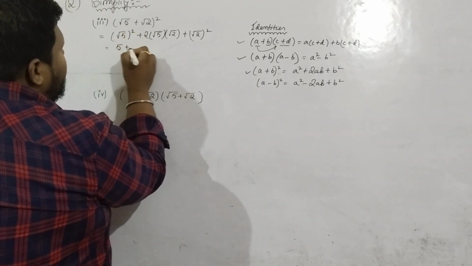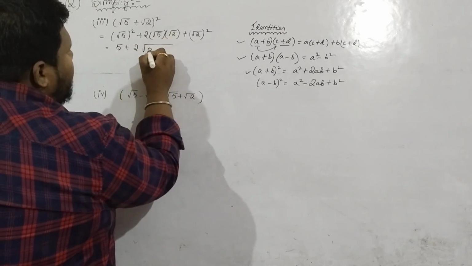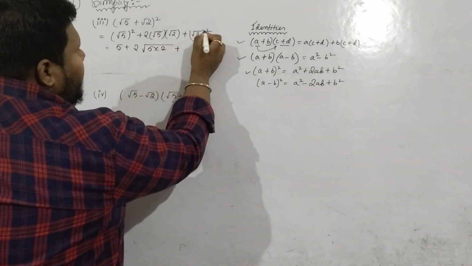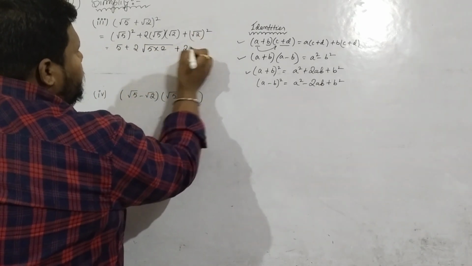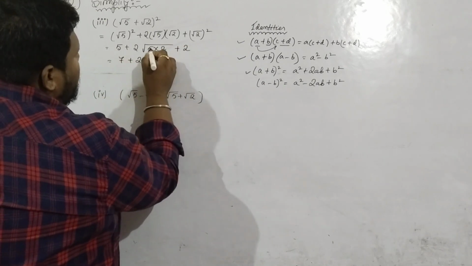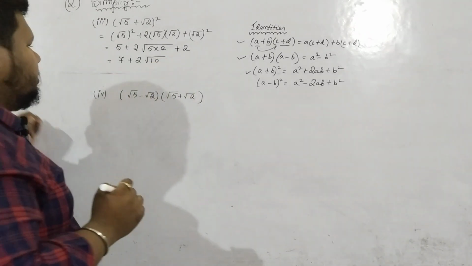So what are we left with? 5 plus 2. Both numbers have square roots, so they will come under the same square root when they are multiplied. Square and square root cancel, so 2. 5 plus 2 is what? 7 plus 2 root 10. 7 plus 2 root 10 is the answer.